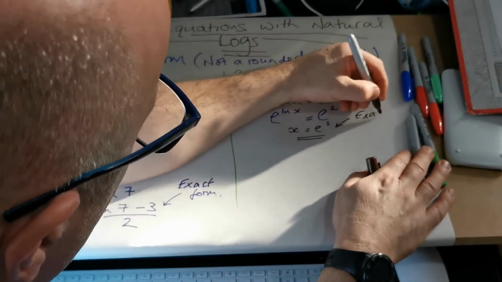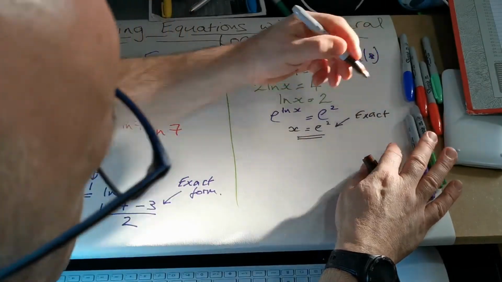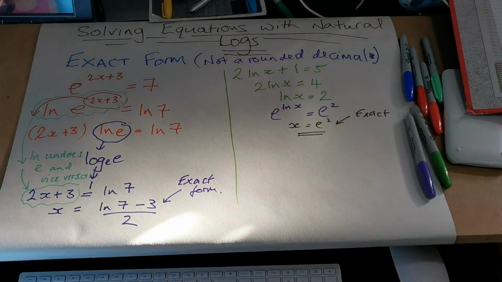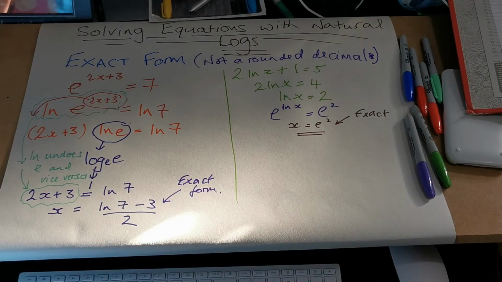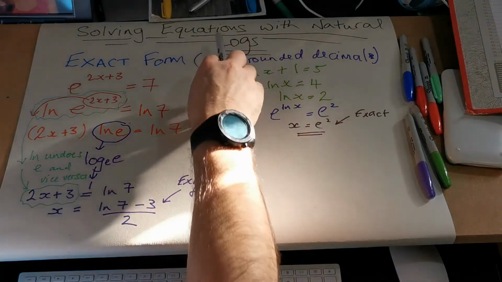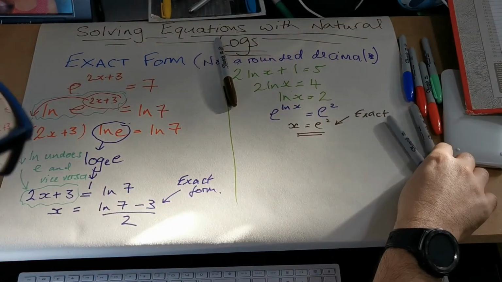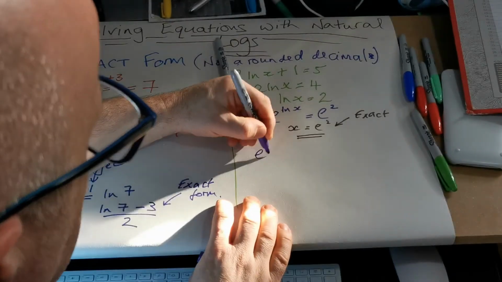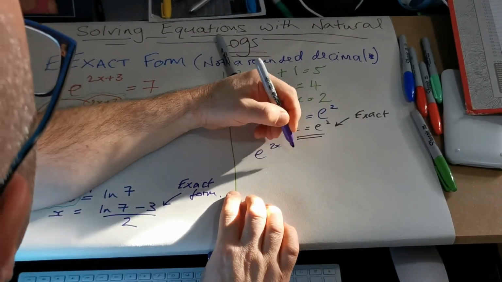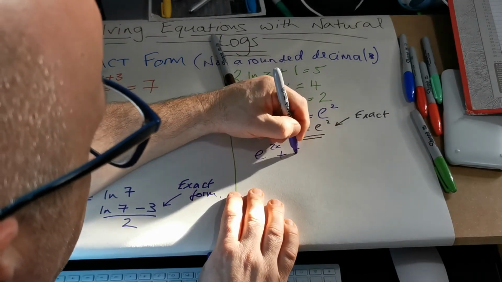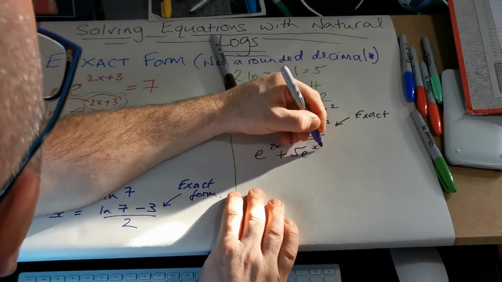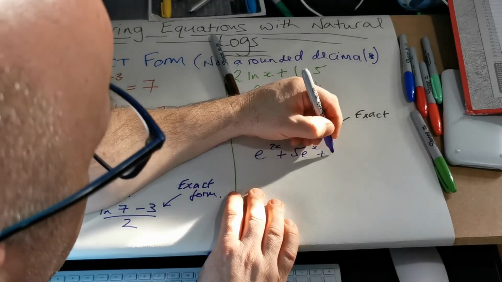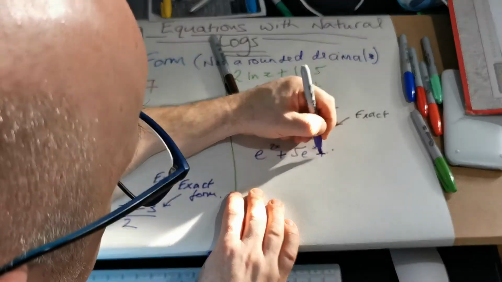Although e is irrational and transcendental, that's the most exact way of writing it, because otherwise we're doing rounding. And the final example that I just want us to make a start on, e to the 2x plus 5e to the x equals 14.